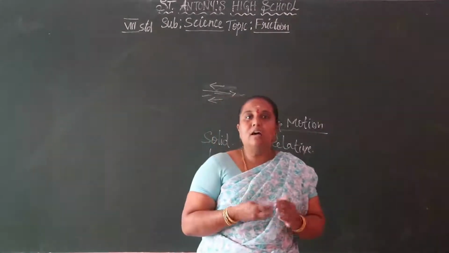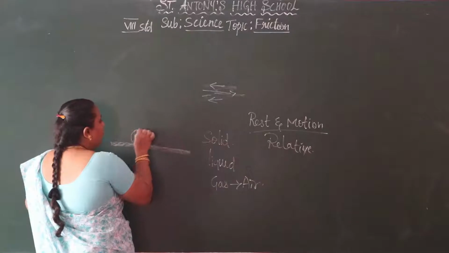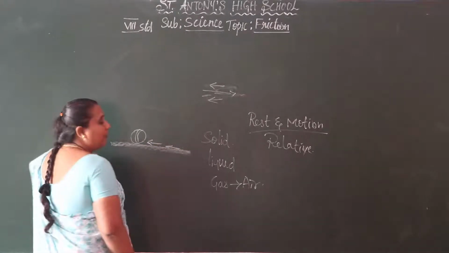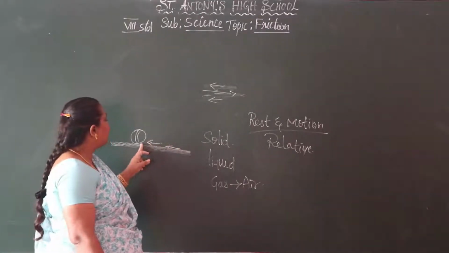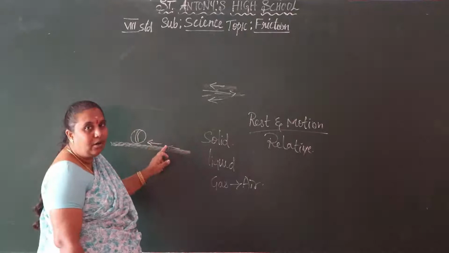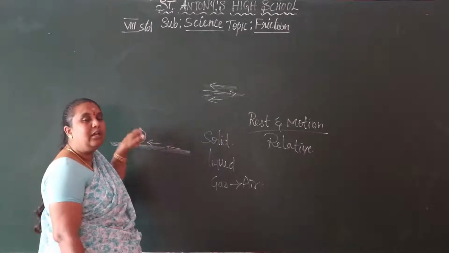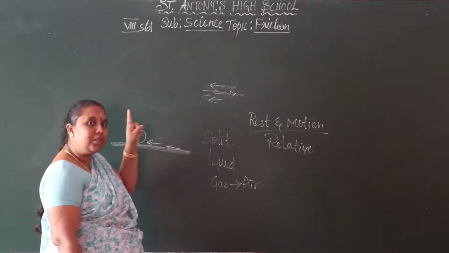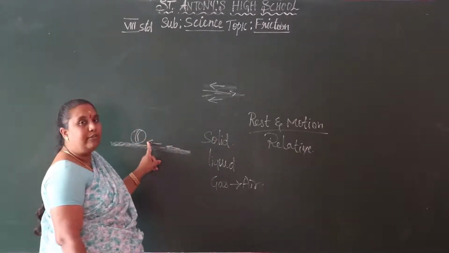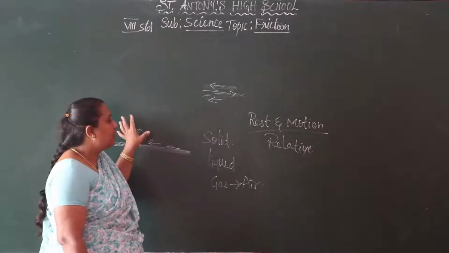While a ball is moving on the ground, the force is applying in the opposite direction. While the frictional force is applying opposite to the direction of the ball, the ball comes to rest. So the frictional force is always opposite to the direction of the movement of an object. This comes in your 1 mark question, so keep it in your mind, children. These are the properties.